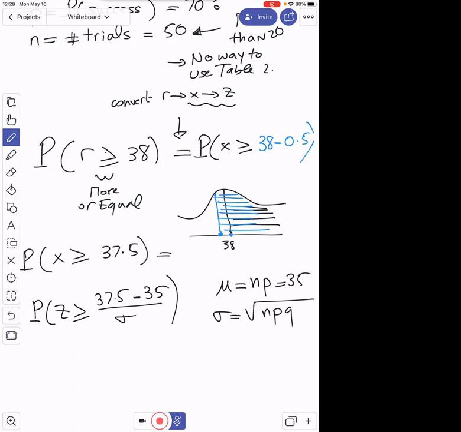This is the area to the right. Table 3 gives us the area to the left, so it's 1 minus the area to the left. This is the area to the right, of course, and so on.